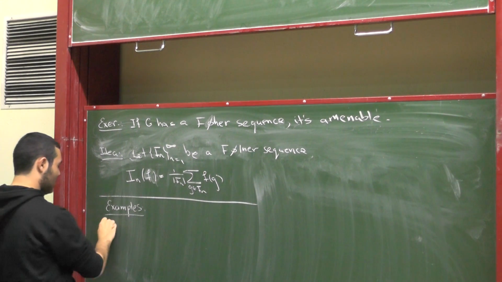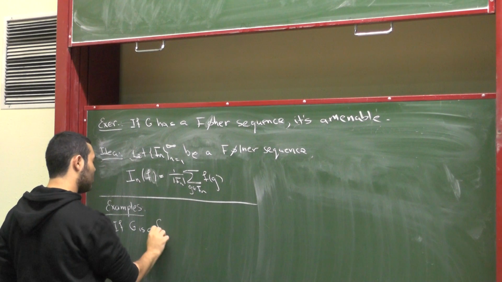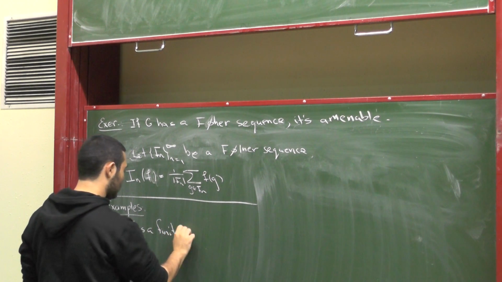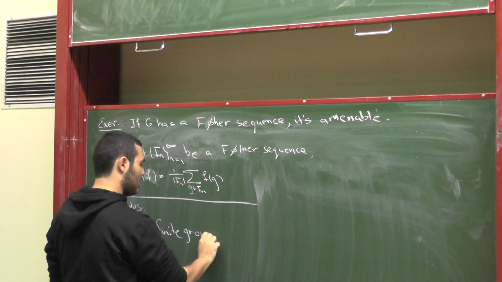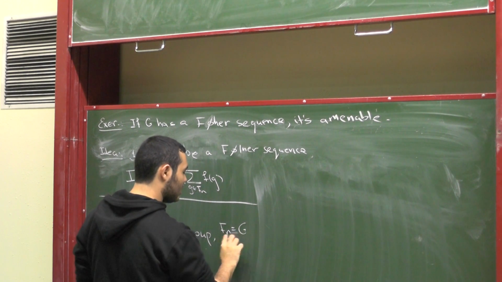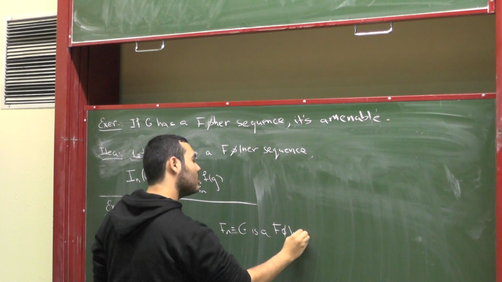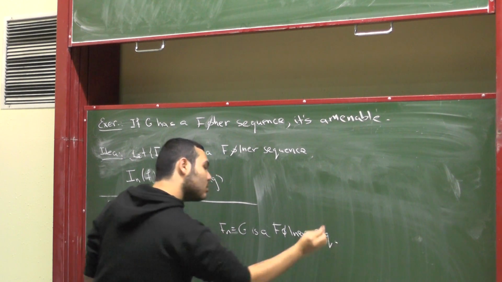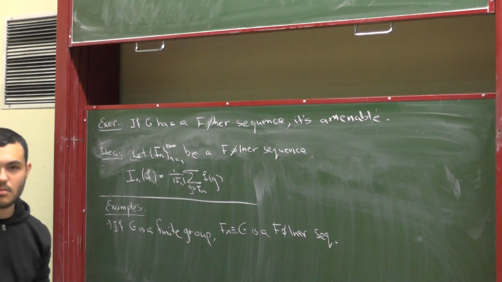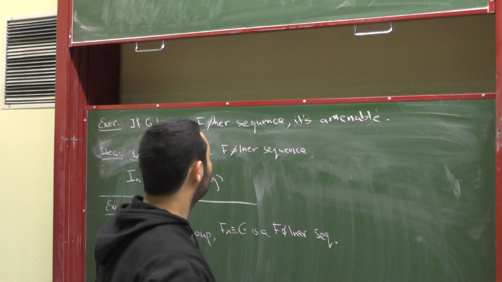Well, this is a stupid one. If G is a finite group, then Fn is always a Følner sequence. Okay, is this clear?